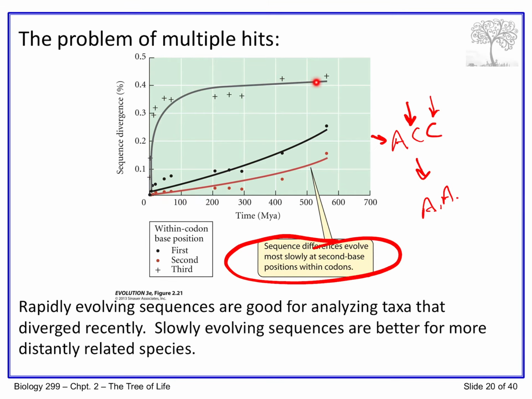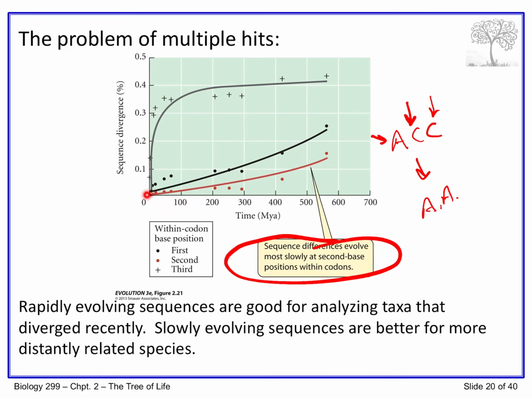Here we have sequence divergence, right? So third base positions, the pluses, evolve very rapidly, but eventually they level off. The sequence divergence between two different sequences will level off because eventually you start getting all these changes and it just all gets washed out. And at some point, you lose all the information that you can use to compare those two sequences to each other.